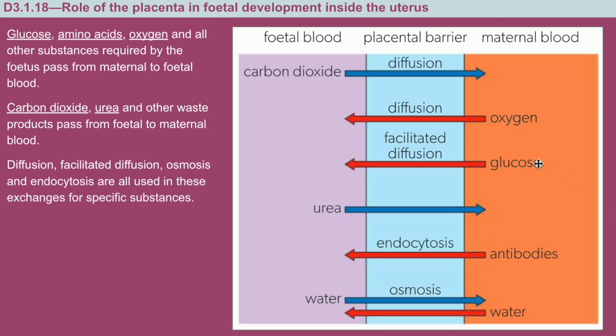Okay, so here's a summary of what goes in which direction. Maternal blood is going to provide oxygen, glucose, antibodies, and water to the fetus. The fetal blood then is going to return back carbon dioxide, urea, and potentially water, depending on how the balance is going through osmosis. You should know about what type of transport is used in each of these and why. For example, oxygen is going to move through diffusion because it's very small. Glucose through facilitated diffusion because it's polar. Antibodies are going to move through endocytosis because they're so large.